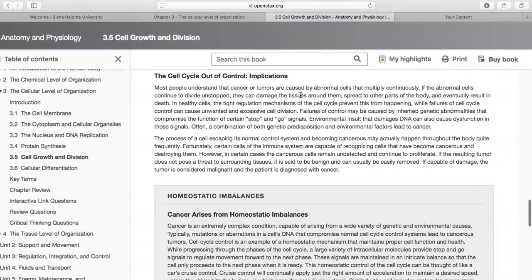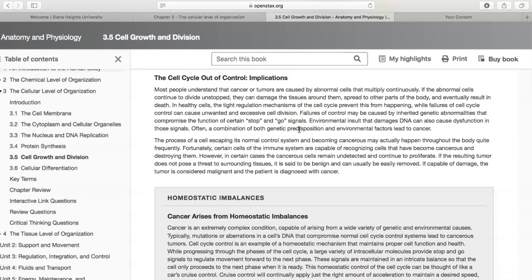Here are some real-world maybe implications of when the cell cycle is out of control, and those are cancer or tumors. Basically what happens is the cell loses its ability to tell this cell to stop growing, to stop going through mitosis. The abnormal cells will just continue to divide, and they'll divide and divide and divide, and that can actually damage the tissues around them, even spread to other parts of the body, which we call metastasizing, and eventually, obviously, we know can result in death.